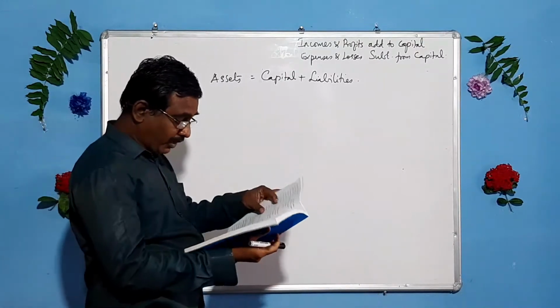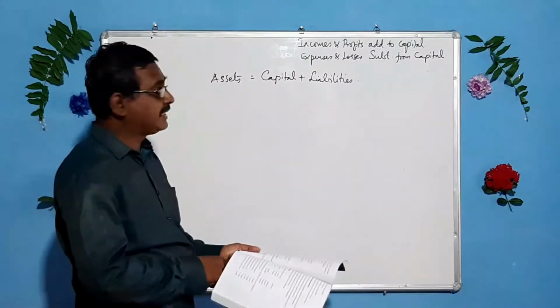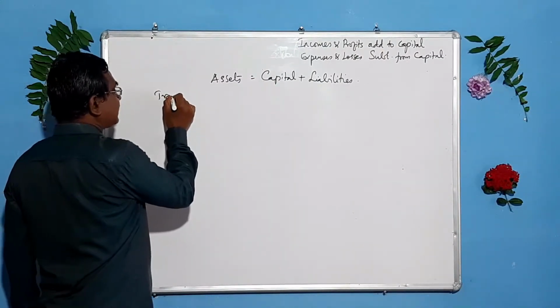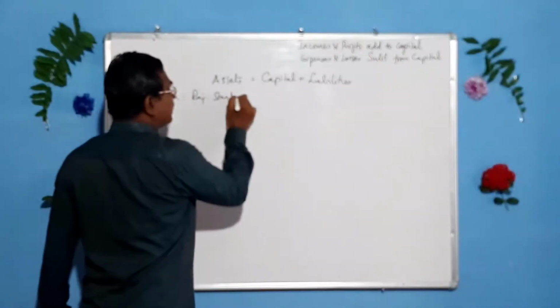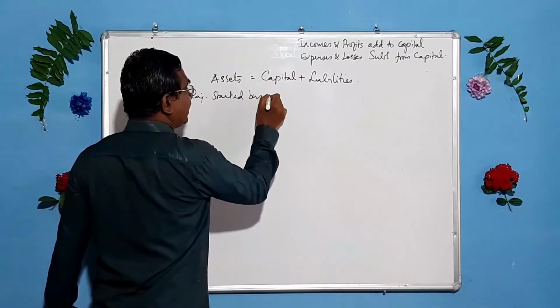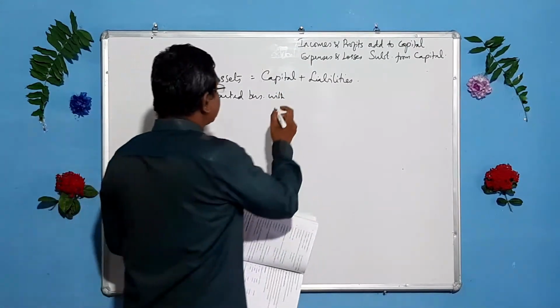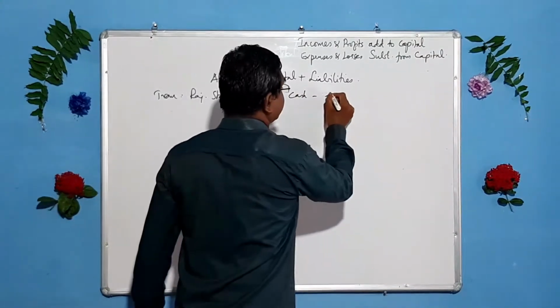Take the sum, and what is given? First one, Raju started business with cash. What to do? You have to write the transaction first. Transaction: Raju started business with rupees 40,000 with cash.